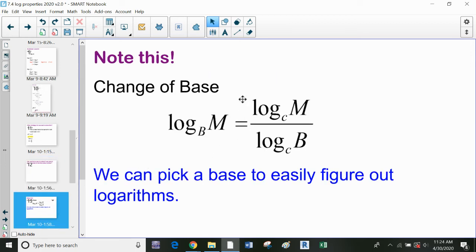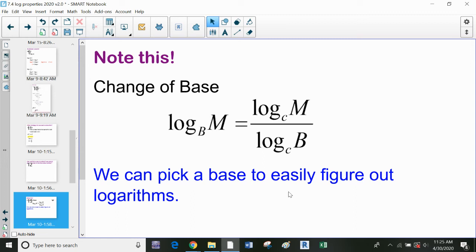Now, big important formula. Note this one. Log base b of some number m, or some expression m. You can find a totally different base. If these two don't play well together, go find one that plays well with them. There's a completely different base c. You can take the log base c of whatever your argument was and divide it by log of that same base c of whatever the original base was, and you can solve these.